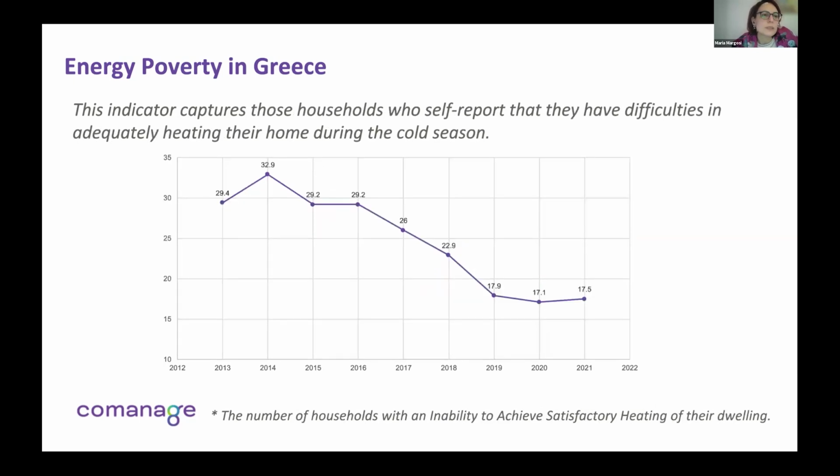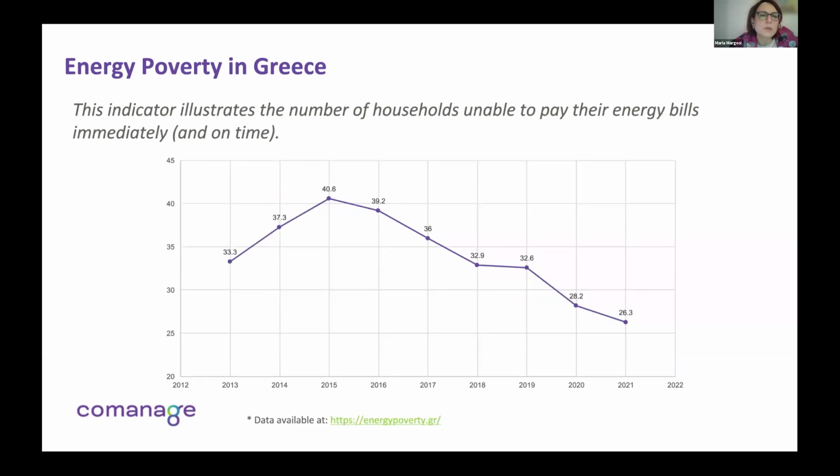In the other slide, we will see how households self-report if they're having difficulties heating their home during the cold season. We see that we have a decrease in this share, and also a decrease in the other slide, the indicator about how many households are unable to pay energy bills immediately. So on one hand, we have some indicators that are decreasing. However, the first indicator, which is the share of income that is paid for energy bills, is increasing, and that's why we have inflation problems.